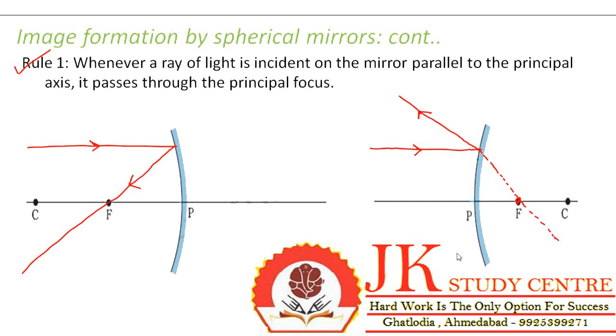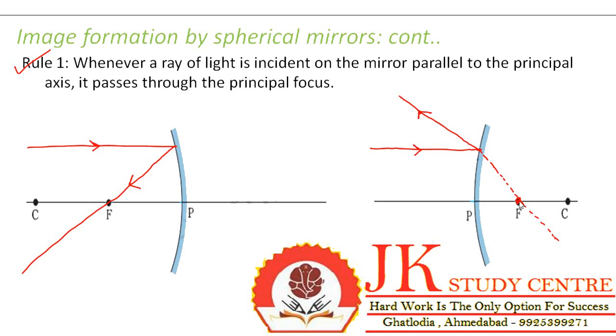Because a convex mirror is a diverging mirror, whenever the rays of light strike the mirror, they get diverged. They get bounced back, because for any mirror, the light will get bounced back, right? It will not cross the mirror and pass through it. So it will get bounced back and it will get diverged.